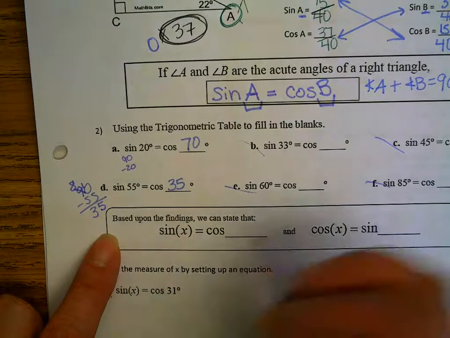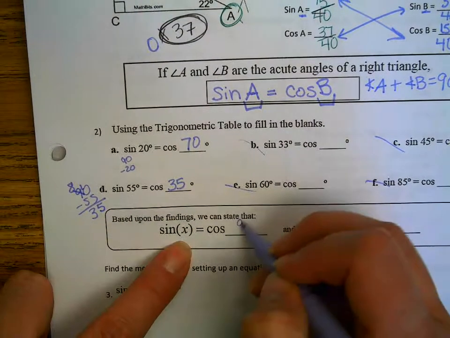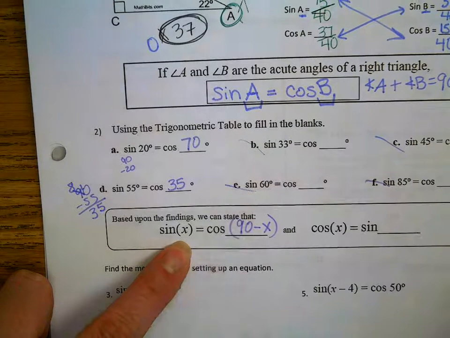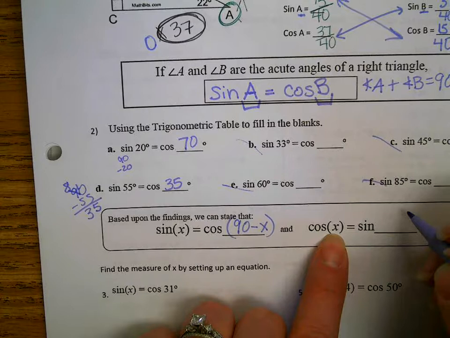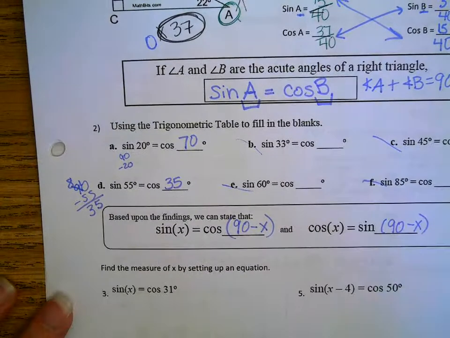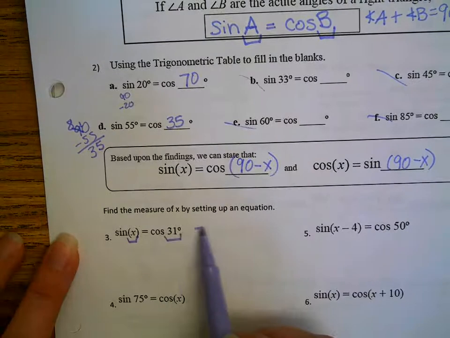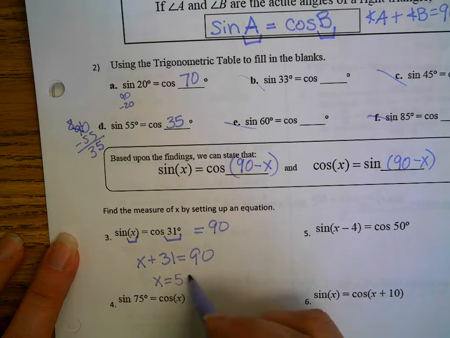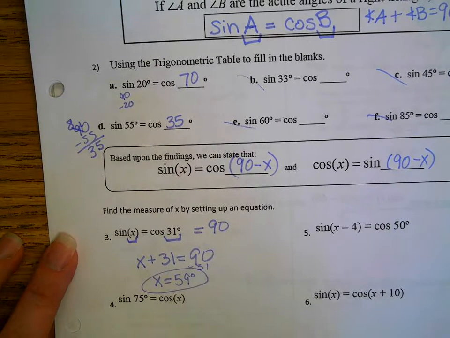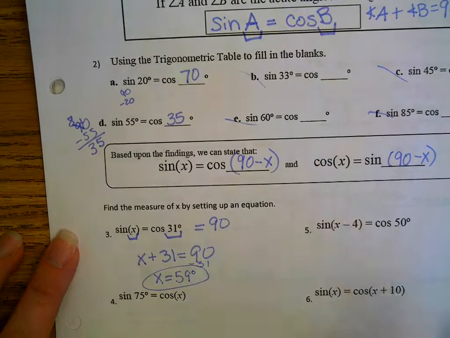Based upon these findings, we can also say sine of x equals cosine of 90 subtract x, which is how we just found that. We took what this was and we subtracted it out. And same with cosine of x equals sine of 90 subtract x, where x and this one always add to make 90. So x plus 31 gives us 90, making x equal to 59 degrees. So we subtract 31 over. Subtract 30, you get 60. Subtract one more, you get 59.